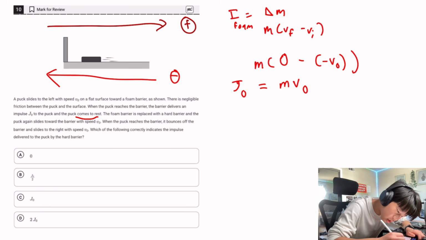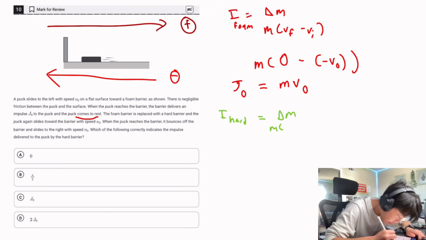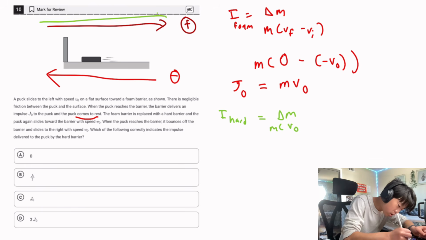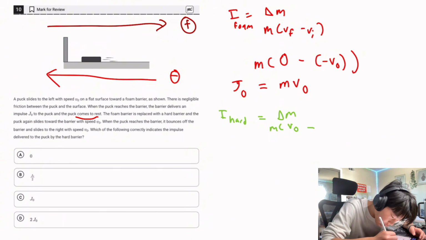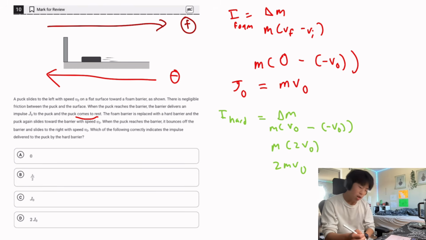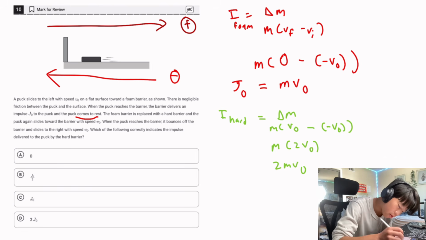Now we're going to do when it's replaced with the hard barrier. So I'm going to write I hard, which is equal to change in momentum, which is m times v final minus initial. What is v final again? V final is going to be v naught, but this time in the positive direction, minus the initial, which is negative v naught. So that's equal to m times 2 v naught. 2m v naught is double m v naught. So I hard is double I foam. So it's going to be 2j.